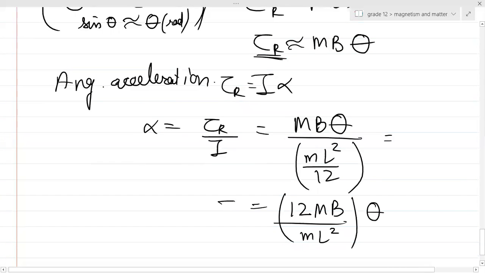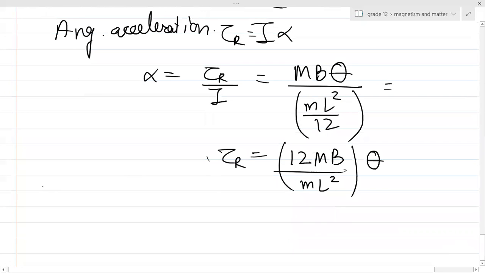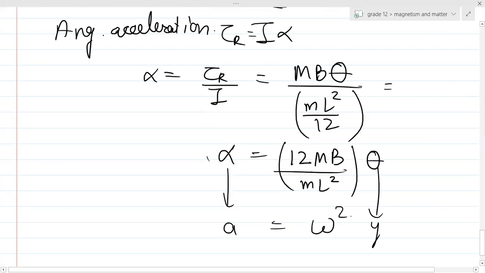Into theta. Will this be the restoring torque? Oh, sorry, my bad. This will be the angular acceleration, and can you see acceleration and displacement, and we know the equation of restoring. Do you remember the equation of SHM? So this is basically equal to what?